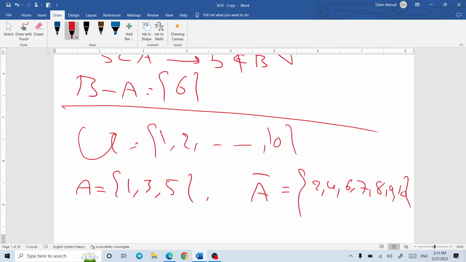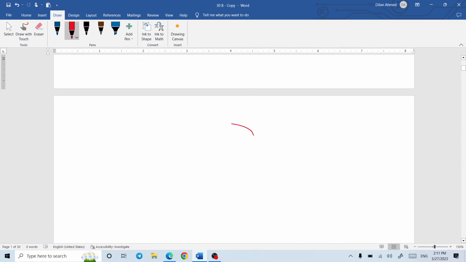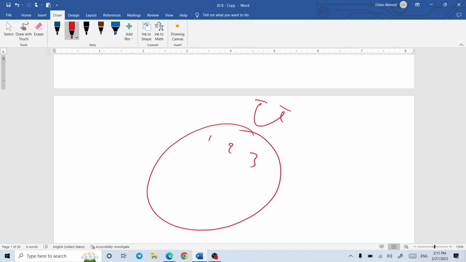Clear? In the universal set, for example, I have 1, 2, 3, 4, 5, 6, and 7, 8, 9, 10. And we say A contains 1, 3, 5. So this is A. Of course, the other part is the complement.